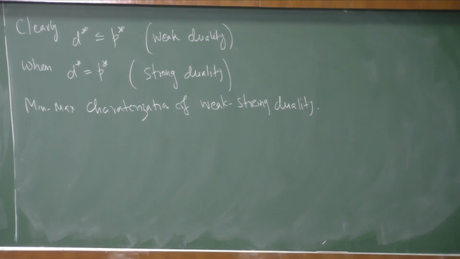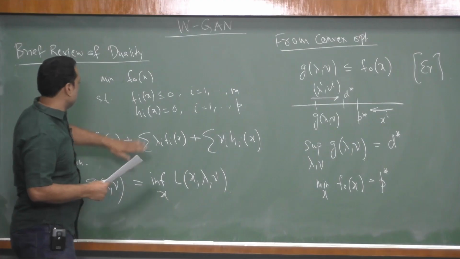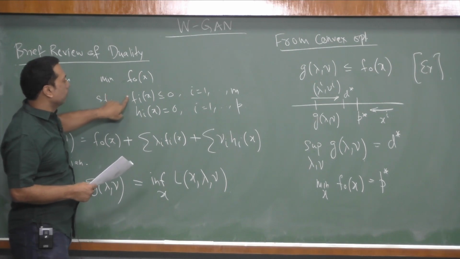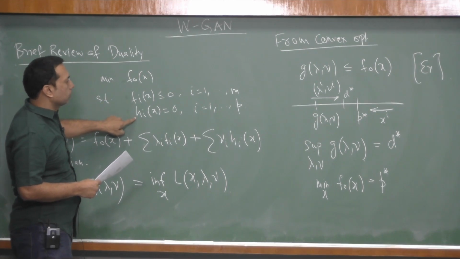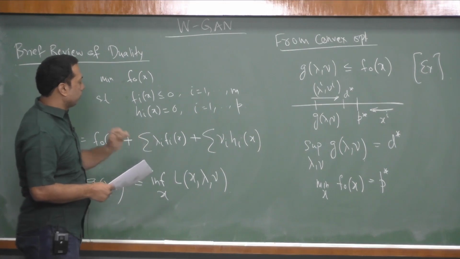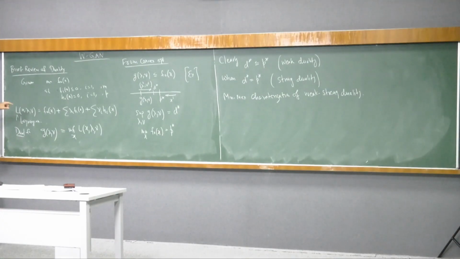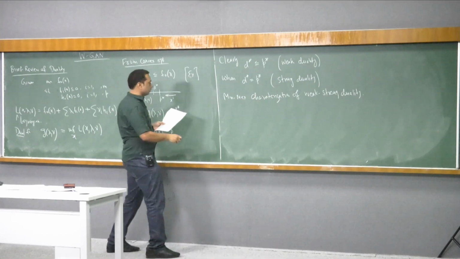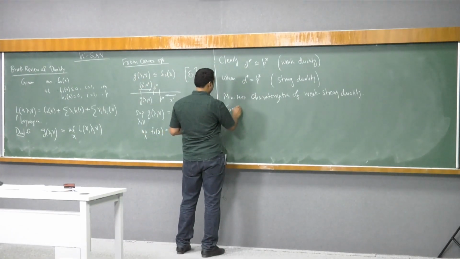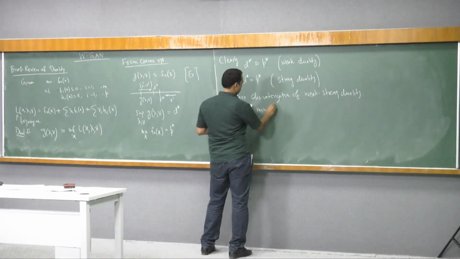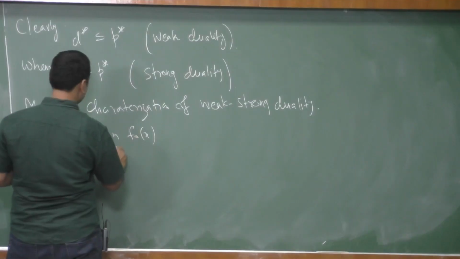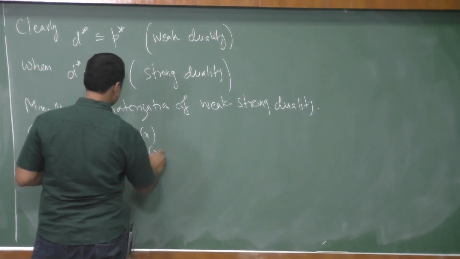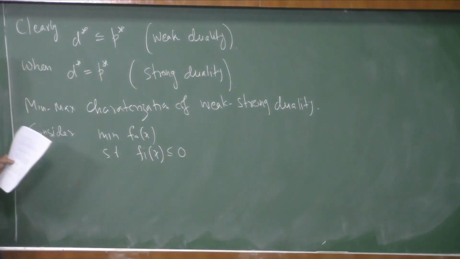So for simplicity, let us consider a case where there is no equality constraint, just this case. And as an exercise, we can extend this to the other case. The fact that I can interchange inf and sup, let us do it for one case. So consider only f_0(x) subject to f_i(x) less than or equal to 0. Now for this, I want to develop a min max characterization.